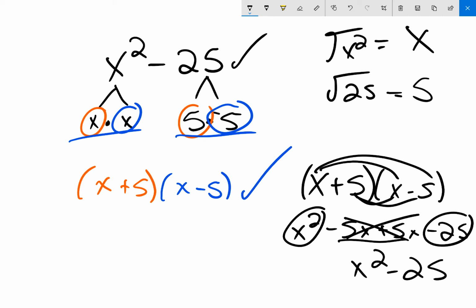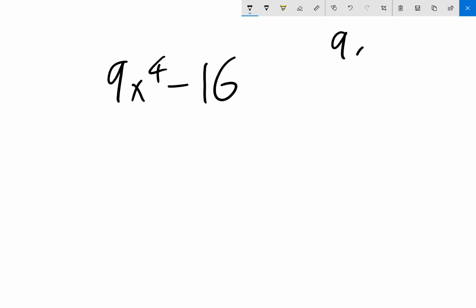So the other difference of squares problem was 9x to the 4th minus 16. So again, this is the same thing, just a little bit trickier. You need to know what the square root of 9x to the 4th is, and what the square root of 16 is. As far as the square root of 9x to the 4th, just do the square root of each of these one at a time.